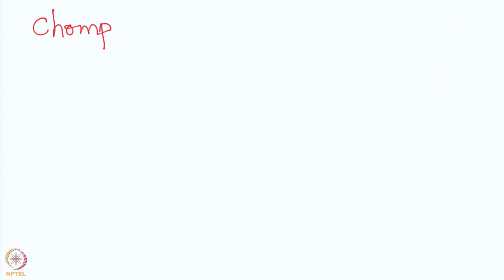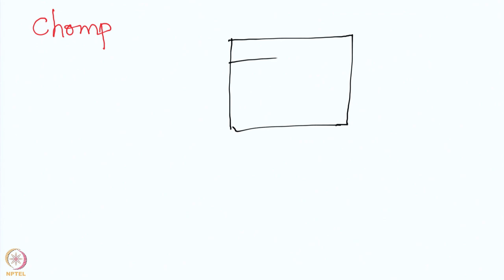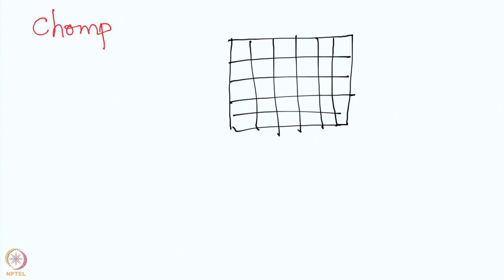So this again has a kind of rectangular grid of cells. Each cell is considered a chocolate, and this cell consists of poison. Now the players make moves alternately. Let us say player 1 has decided to take here. Then he not only takes this particular cell, he also takes all the cells above and to the right of it. So that means all these cells he will choose.